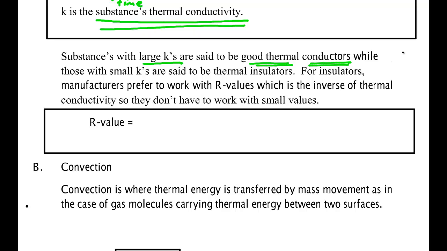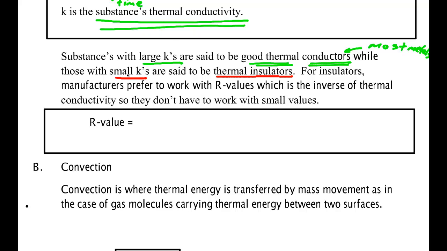Examples, these are most metals. They have free electrons, and the free electrons can transfer energy. Now, there are also things that have small Ks. And when they have small Ks, you could say they're poor thermal conductors. But what we usually say is that they are thermal insulators. And this is what you want to put around your house. This is what you want to put around a thermos if you do not want energy to be transferred. You want to keep the energy in one place.